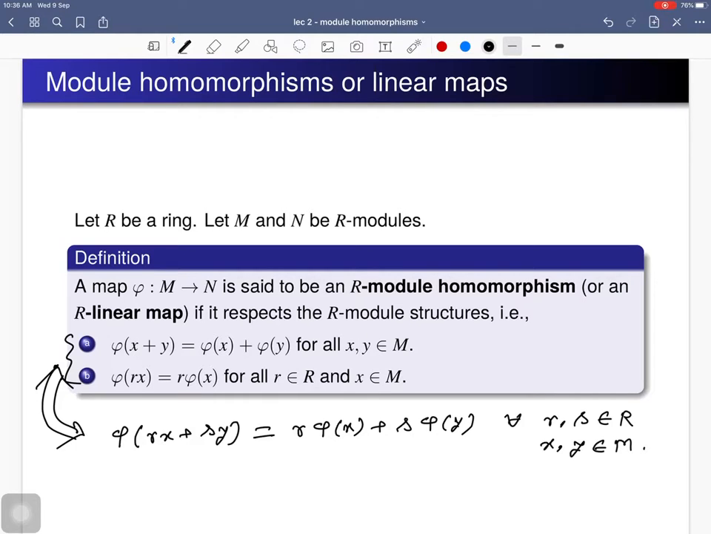In the case of group homomorphism, we define it as a set map from one group to another which preserves the group structure. That means it respects the group operation. And what is a ring homomorphism? It is a set map from one ring to another such that it respects both addition and multiplication in the ring. In the same way we define module homomorphism, and we also call it an R-linear map.